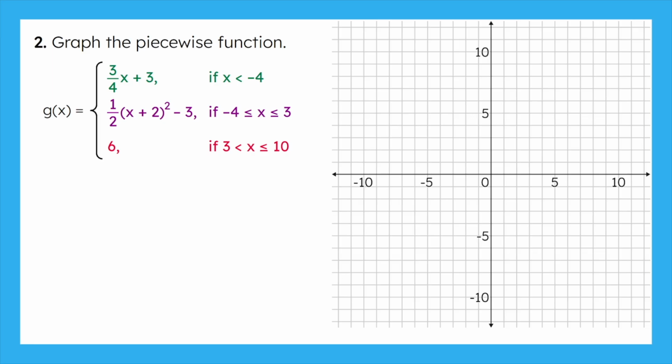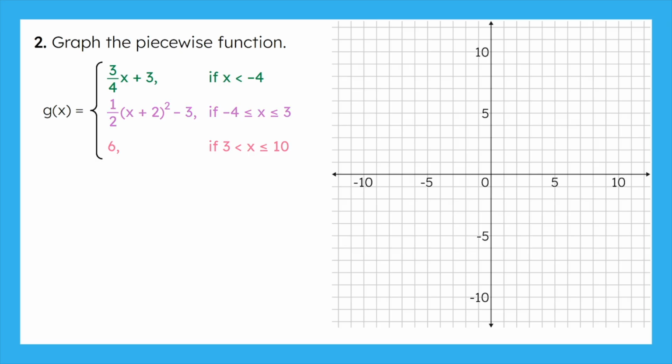Let's try another one. g of x equals 3/4 x plus 3 if x is less than negative 4, 1/2 x plus 2 squared minus 3 if x is greater than or equal to negative 4 and less than or equal to 3, and 6 if x is greater than 3 and less than or equal to 10. All right, let's take this one interval at a time.